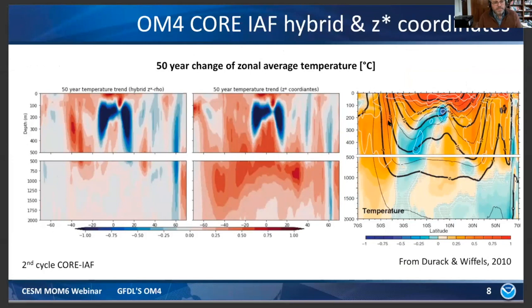So this is a comparison again of the hybrid vertical coordinate and the z coordinate. On the left, I've got the hybrid. In the middle, I have the z coordinate. And this is the 50-year trend in temperature in the top 2,000 meters, zonally averaged, of an interannual core forced run. And the differences between the two left panels are, I hope, obvious. There's some broad structures that look very similar. There's big blue spots, but there's this big warming in the thermocline around 500 meters and below. And then if you compare that to the right-hand panel, this is an estimate of the 50-year change in the real world.